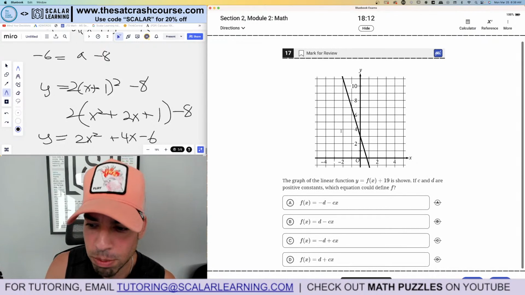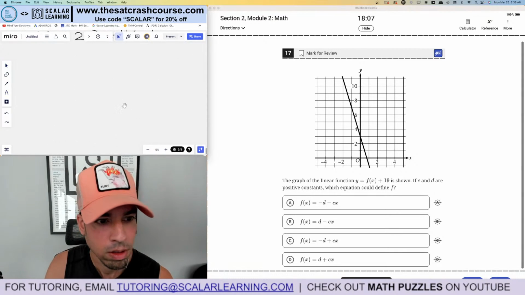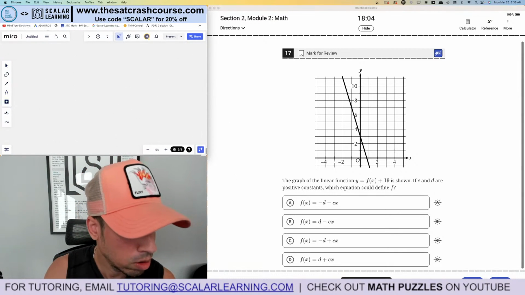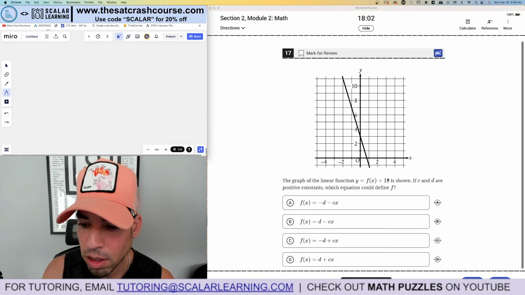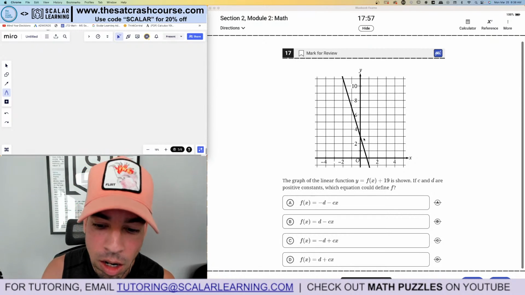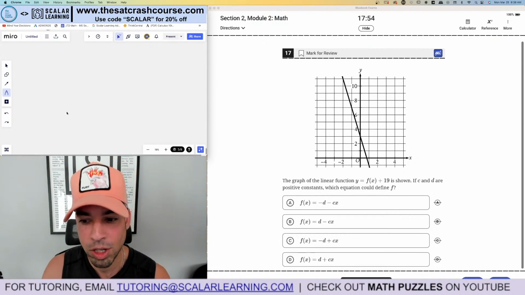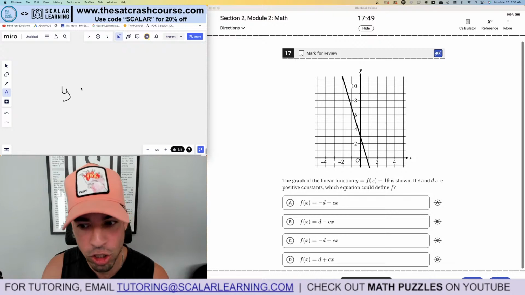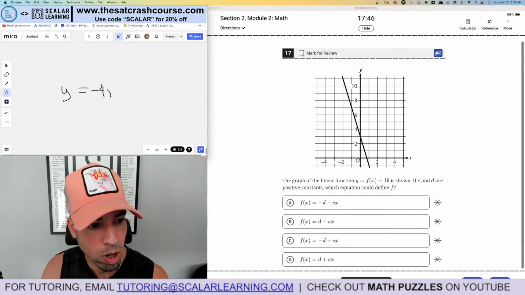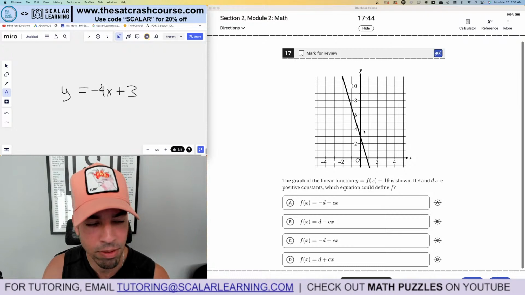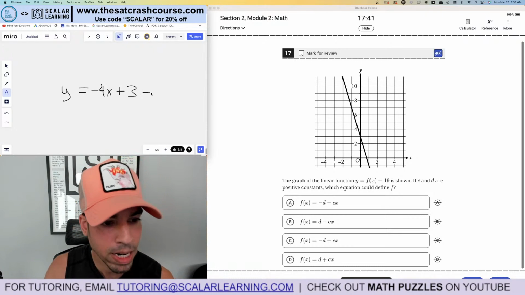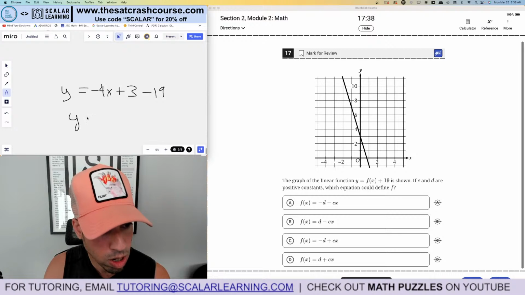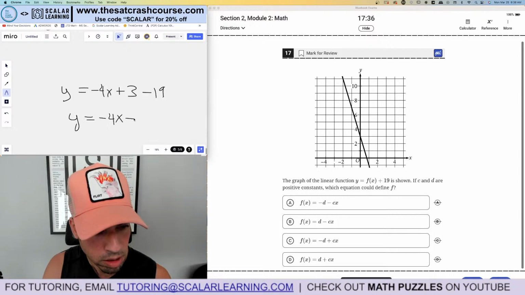All right, 17. The graph of the linear function f is shown, if c and d are positive constants. Which equation could define f? Okay, well, oh, it's super abstract. Okay, so this is f shifted up by 19. All right, well, let's just get the equation. I think that's the best way. Look, the slope is -4. It's going down by 4 over 1. So this equation is y equals -4x plus 3. But this is f of x plus 19. So to get back to f of x, we subtract 19. So it's y equals -4x minus 16.